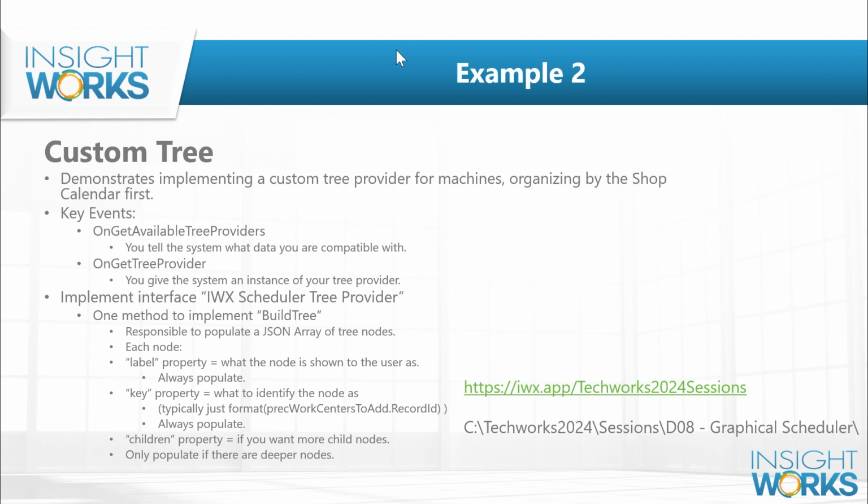Now, the code for this, if you're following along, is in the D08 Graphical Scheduler folder, and it's in the example 2 folder. If you're following this after the conference, then it's just in this link available here, where all of the code is available. All right, now we're going to be looking through and analyzing a completed section of code, so you don't need to follow piece by piece. We're simply going to analyze something that was already built.